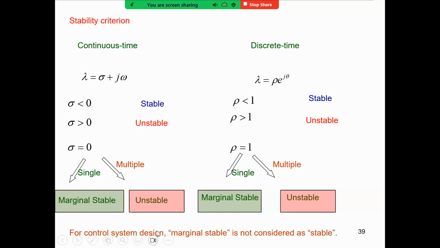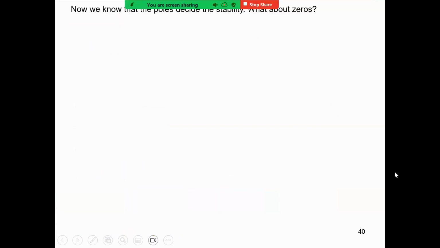Remember, for control system design, marginally stable is not considered as stable because it's dangerous to use a marginally stable system. A little disturbance can put it on the unstable side. Okay. Now we know that the poles decide the stability. Then how about the zeros?